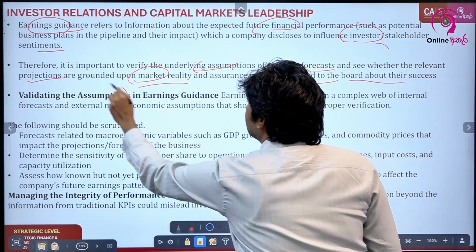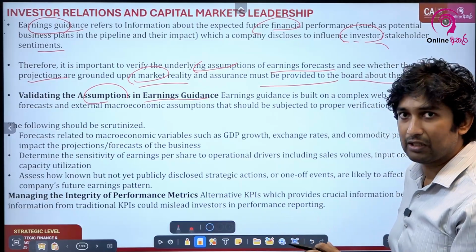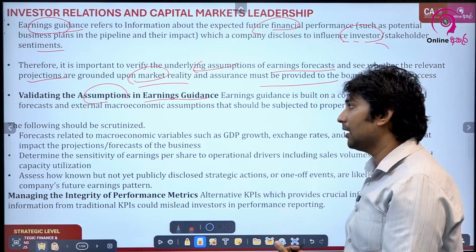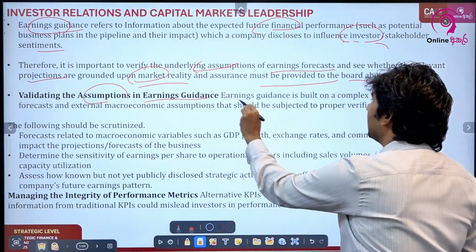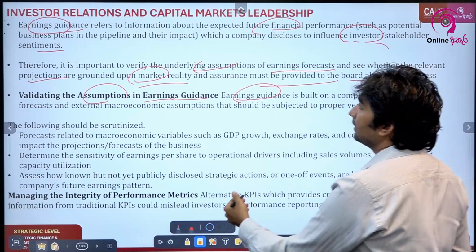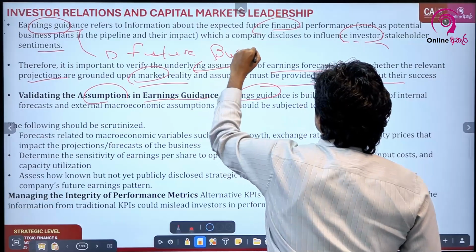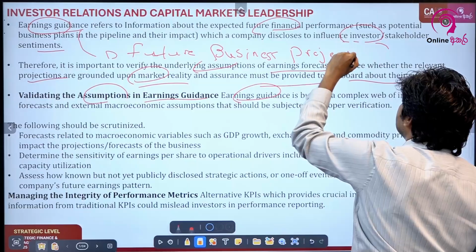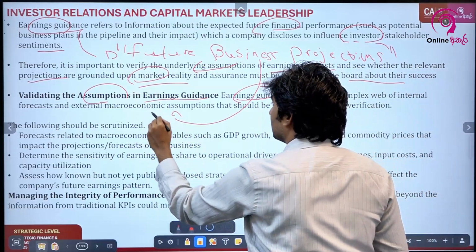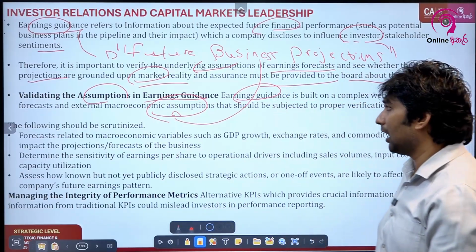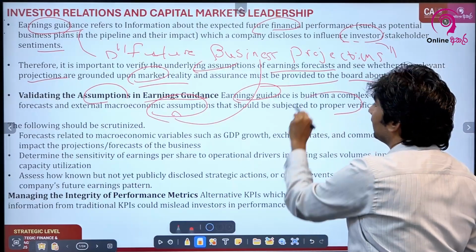One thing that you need to do is validate the assumptions that are emphasized within earnings guidance. You need to validate the assumptions that are mentioned in business proposals and business projections, to see whether these assumptions are in fact correct. So what you need to understand is that earnings guidance refers to future business projections. That is what we identify by the term earnings guidance: future business projections. So you need to see the assumptions underpinning these future business projections, whether these assumptions are in fact realistic, and you need to verify these assumptions.